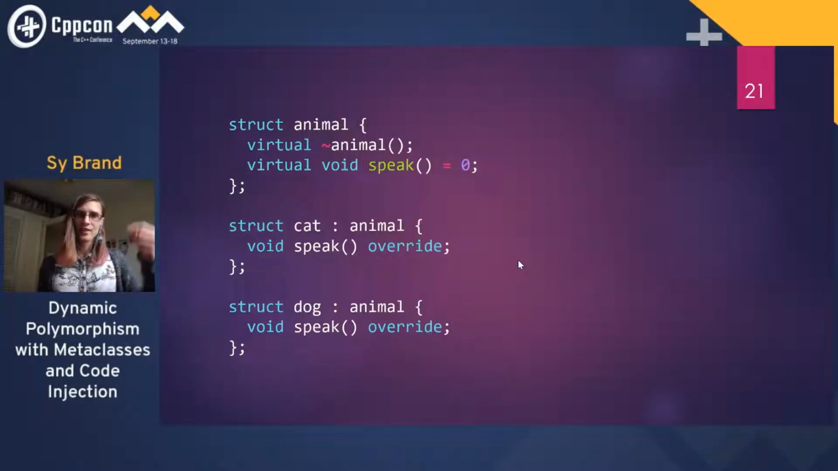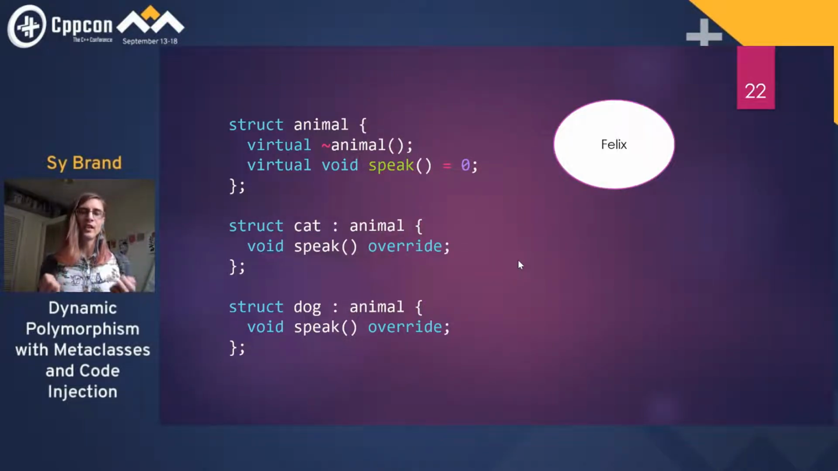We have an animal class, which has a speak function, which is pure virtual. And we have a virtual destructor. Then we have a cat class and a dog class, which override the speak function, and they inherit from animal. Fairly straightforward.